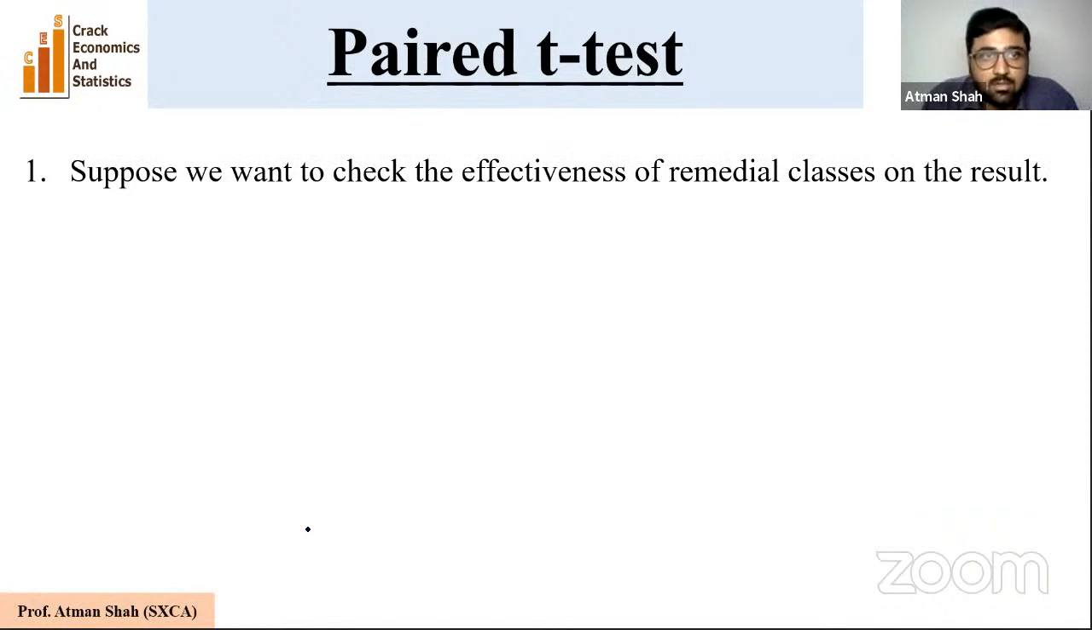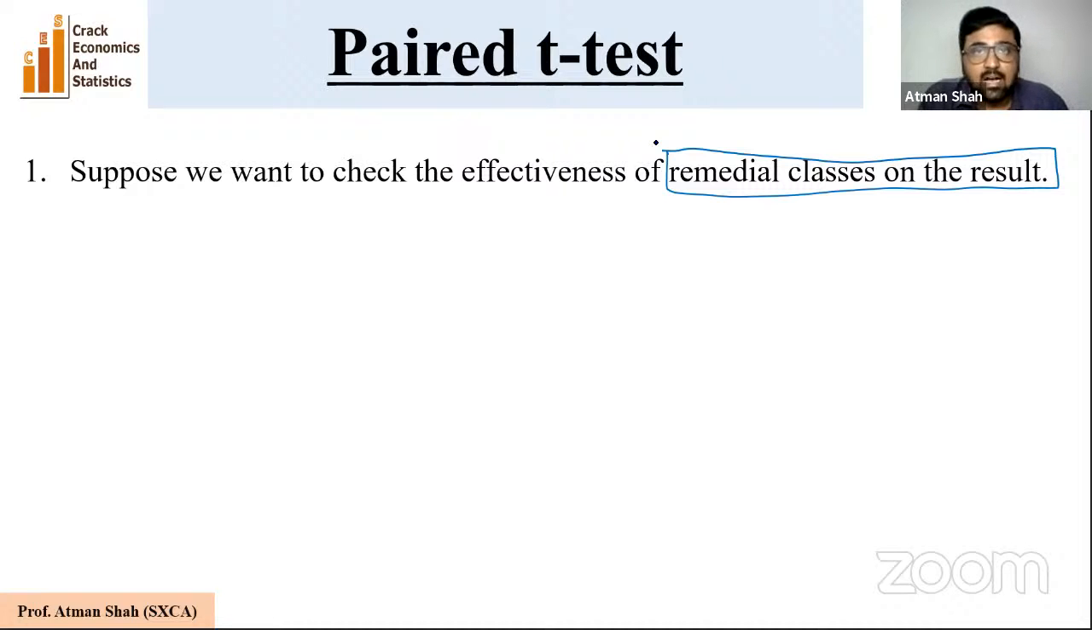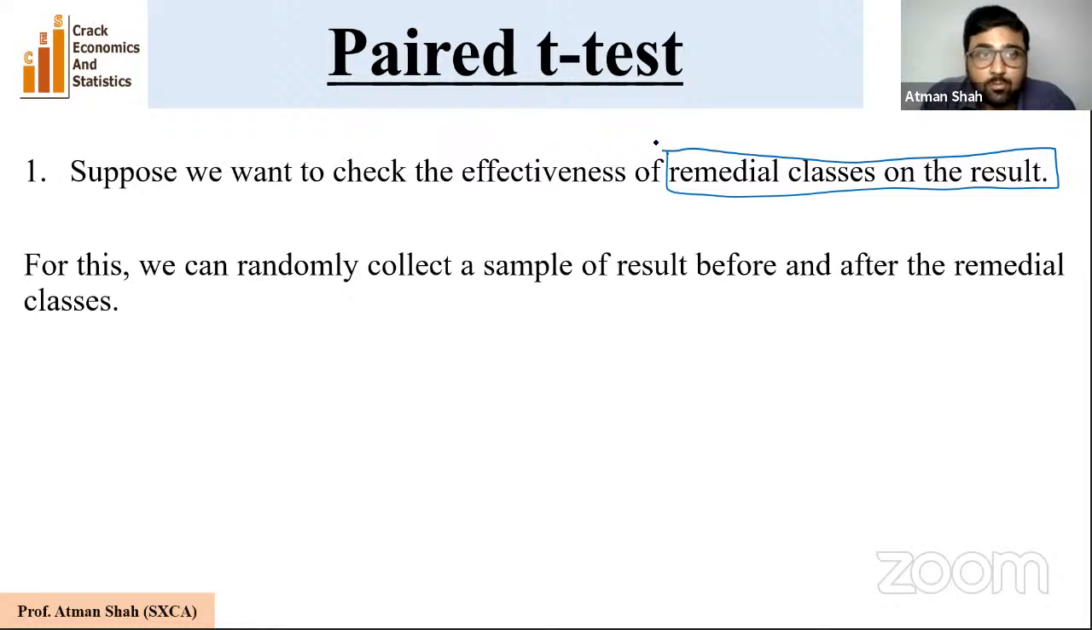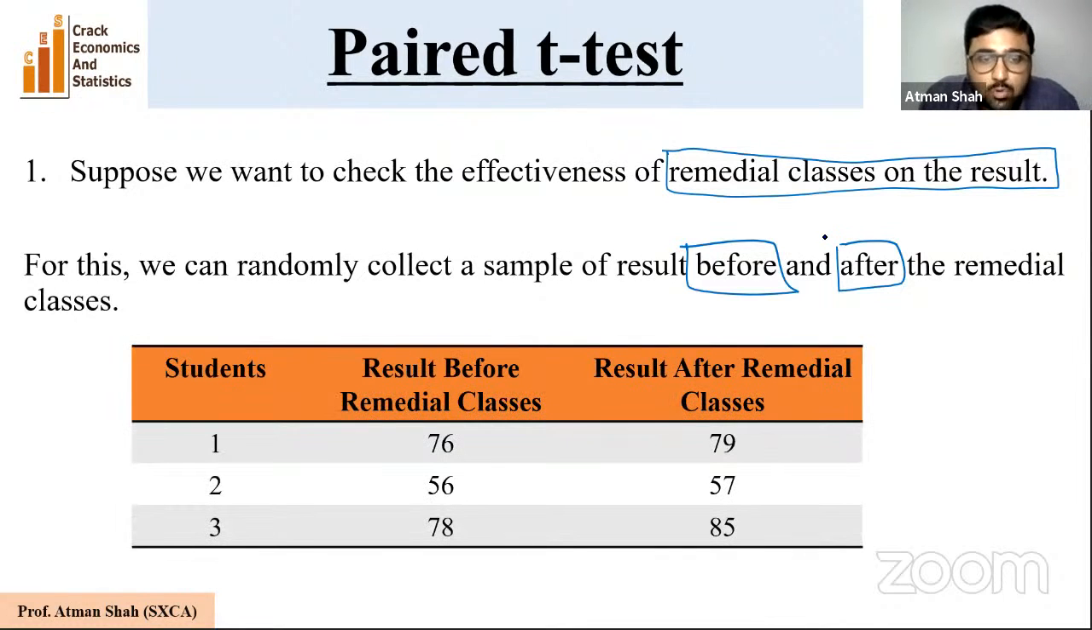Let's understand it with the help of an example. Suppose we want to check the effectiveness of remedial classes on the result. We want to check the effect of remedial classes on the result. So whether remedial classes are useful, or whether remedial classes really improve the result of the students or not. So what we do, we can randomly collect a sample of results before and after the remedial classes. See this table. So we have student 1. From this student, we can collect the sample before remedial classes and after remedial classes. So here we collect the data from the same student at two different time periods, before something and after something. So before remedial classes and after remedial classes. So this makes a pair. This is pair 1.